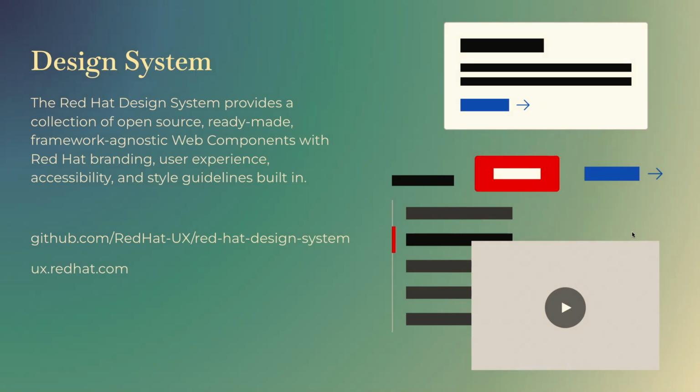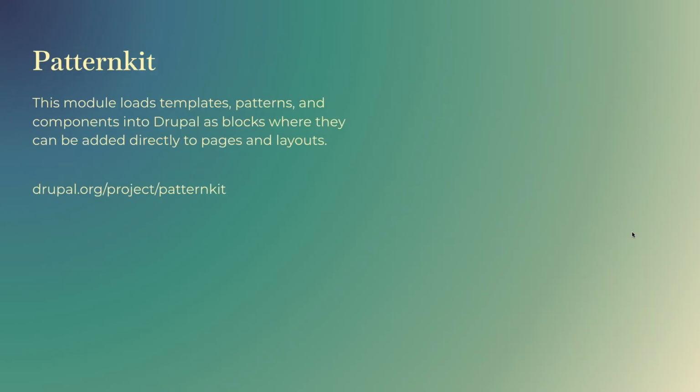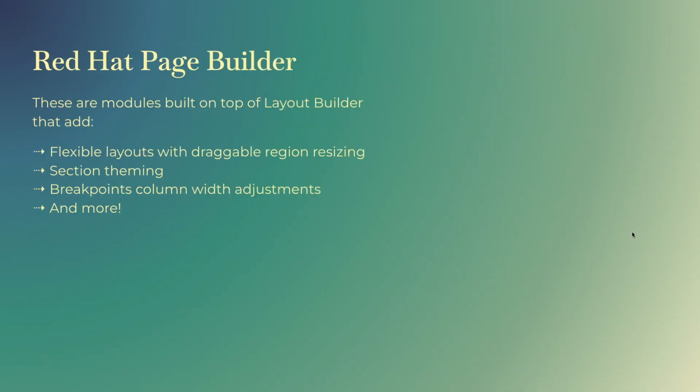So our design system has a collection of open source, ready-made, framework agnostic web components, and they have their style and accessibility guidelines built in. And Patternkit you can find on Drupal.org, and this allows you to take those design system components in. And then we have our Red Hat Page Builder, which are modules we built on top of the Layout Builder ecosystem. They have flexible layouts with drag and drop region resizing, section theming, and breakpoint column adjustments and other things.